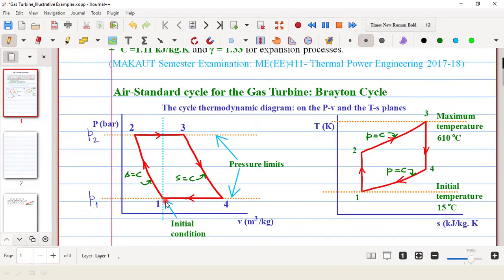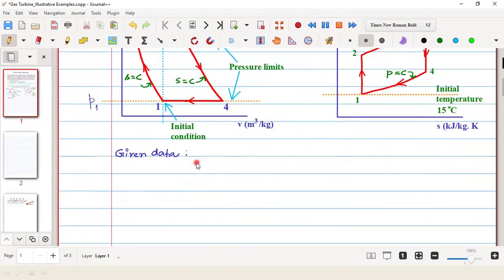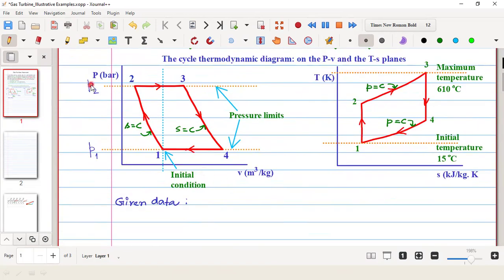So pressure ratio means basically the ratio between the compressor exit and the compressor inlet pressures, as we know that compressors are used to increase pressure. So from the given data we can write P2 by P1 is equal to 6. All the steps you have to clearly understand. That is written as RP for the Brayton cycle, the pressure ratio.